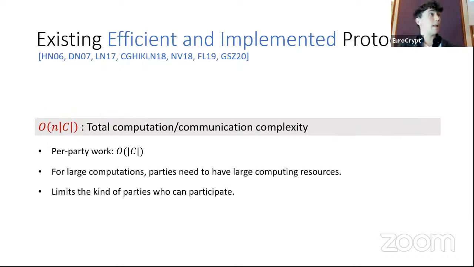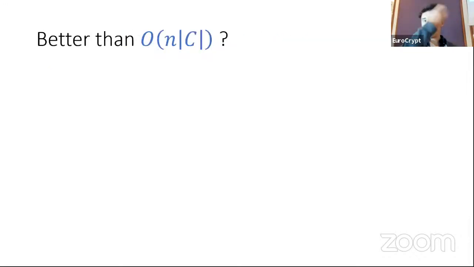And in general, if you have n times c total work, that means that each party is doing about order C work. And as C gets really large, the total computation that each party has to do starts to become too cumbersome. And this ultimately limits the kinds of parties who can actually participate in the protocol. And so the main focus of our work is seeing, is it possible to do better than order NC?